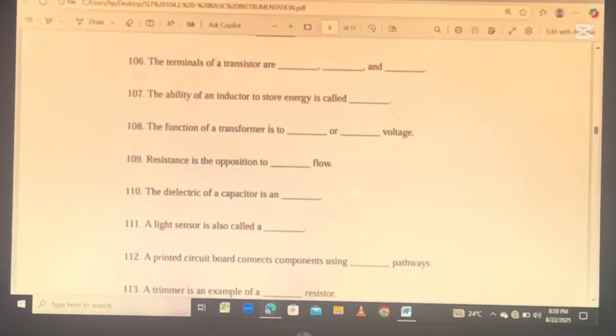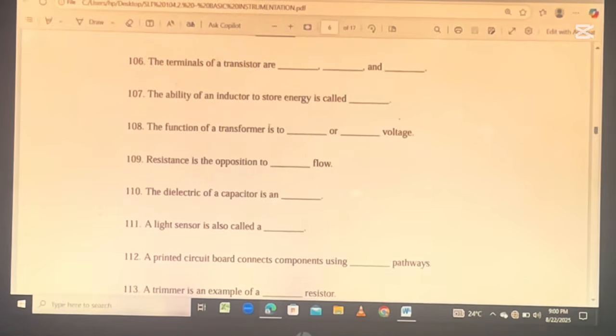Now, resistance is the opposition to current flow. The next one, 110: the dielectric of a capacitor is an insulator. We've talked about the light sensor, which is called a photodetector. A printed circuit board connects components using dash pathways.